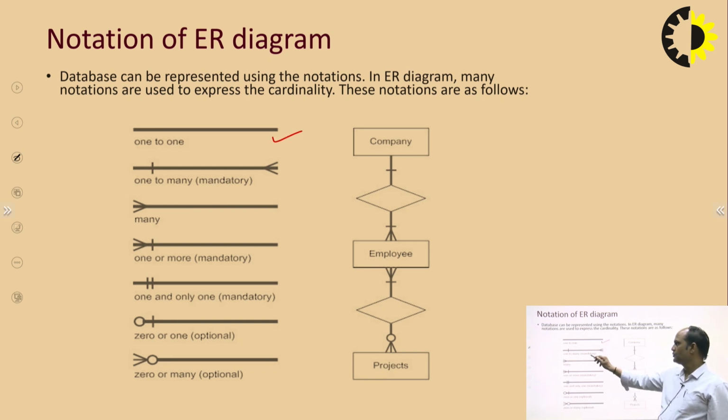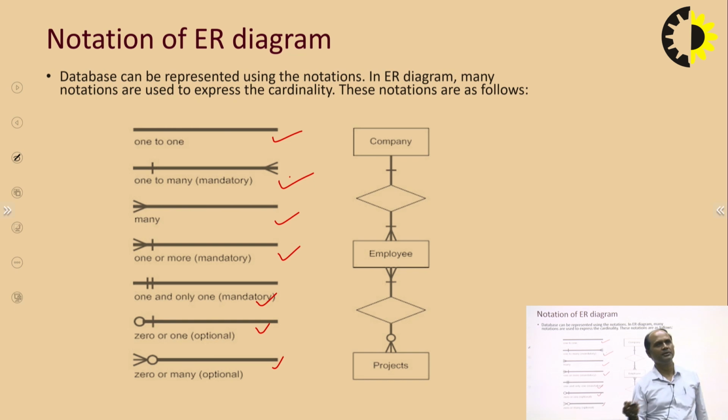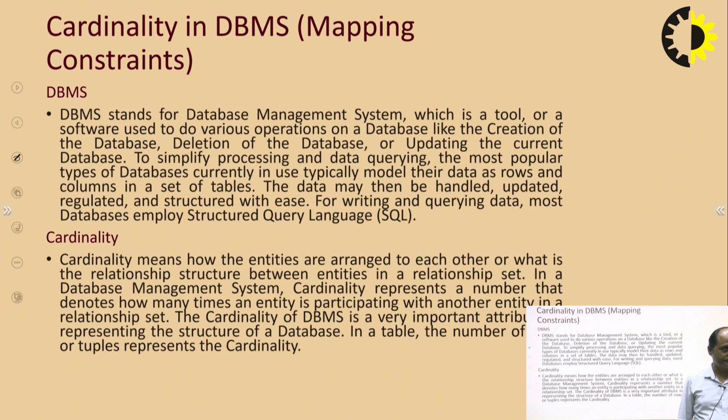If we have a one-to-one or one-to-many relationship, we can use this particular arrow, and if we have many, then we can use this one or more, then one and only one, zero to one, and zero to many. These are the options we can use in that particular database ER diagram scenario. Here is a brief of the notations we can use in these examples.